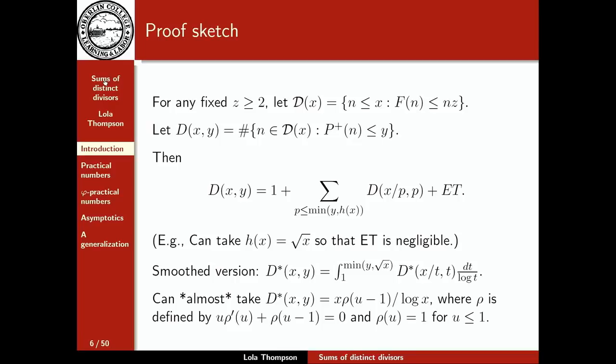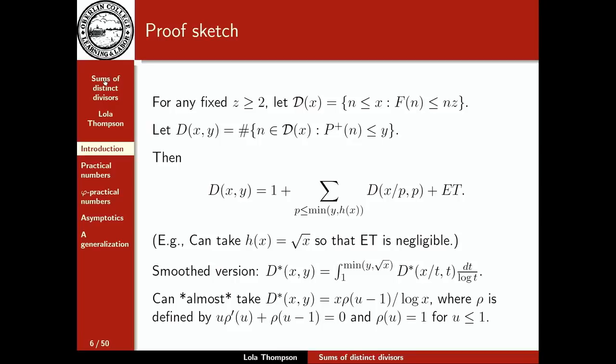And so then what we can do is we can sort of peel off prime factors, and so we can write the full count D of x, y in terms of this D of x over p, p, where the p's are taken up to the minimum of y and some function of x. And for the integers with z-dense divisors, it's actually a good idea to take this h of x to be something like square root of x in order to make sure the error term is negligible.